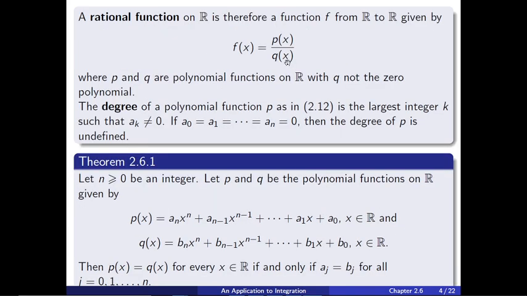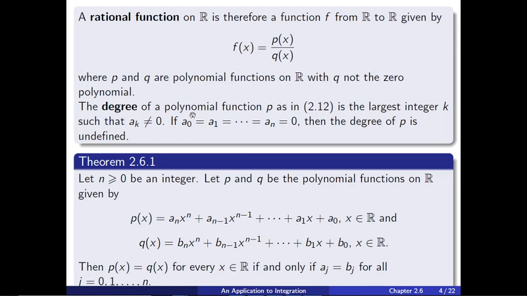So a rational function on R is therefore a function f from R to R given by f of x is equal to p of x over q of x, where p and q are polynomial functions on R, so what we have just defined, with q not the zero polynomial. So we don't want whatever is below here to be zero, because obviously we can't divide by zero, right?